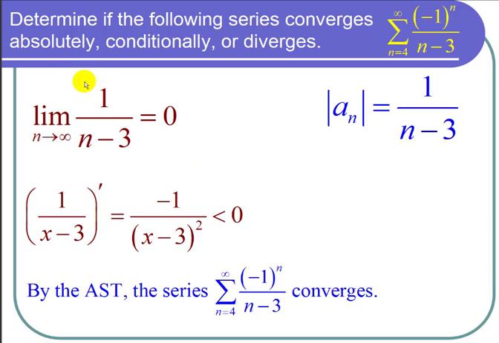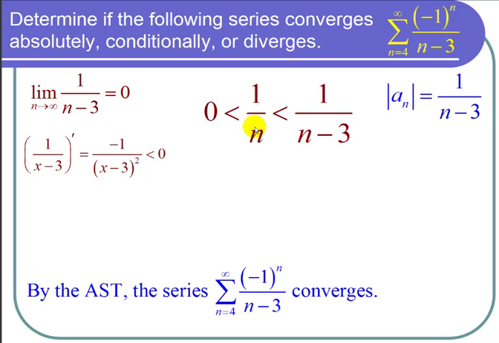Now we have to decide absolutely or conditionally. Again, we're looking at 1 over n minus 3. Our guess is that this conditionally converges, and we're going to compare it with the harmonic series 1 over n using the direct comparison test. Notice the inequality. 1 over n is positive, and also 1 over n is always less than 1 over n minus 3. That's because if we have a larger denominator, then we have a smaller fraction, and n is bigger than n minus 3.